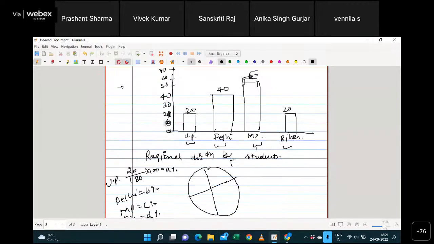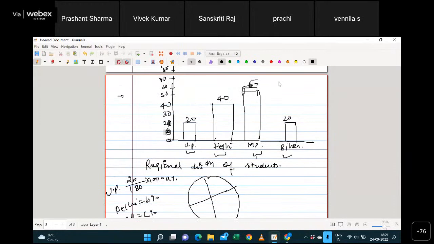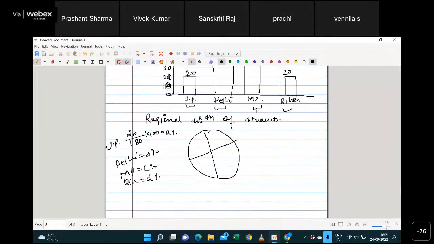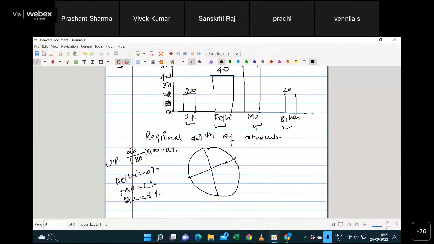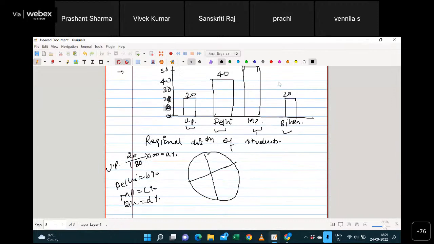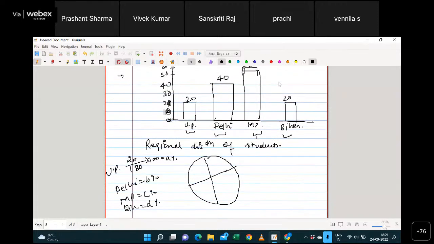Hello. Sir, simply we can say a pie chart can be used when we have to draw a chart between one thing, and a bar chart can be drawn when we have to draw a chart between two things. Is it right? Means we can draw a bar chart when we have to draw a chart between the number of players and the number of academies. And in a pie chart, we can draw a chart when we have to find the number of players from one region.